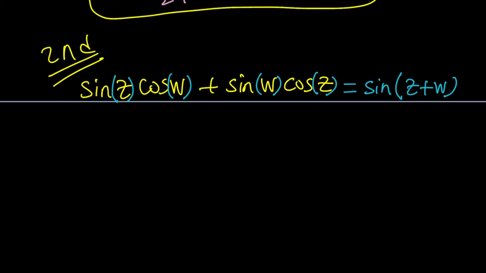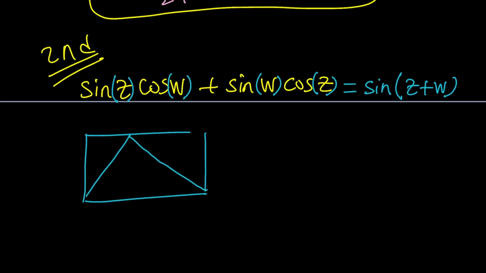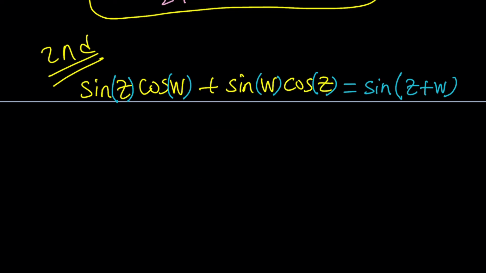Now, in case you didn't know this, you could probably do some other methods, right? You could draw a rectangle and then make some angles, you know, like this. Use a right triangle. Use some similarity, you know, call this alpha, call this beta, so on and so forth, whatever. But do a little bit of geometric work, and then eventually you should come up with something like this. But that's basically what it is.